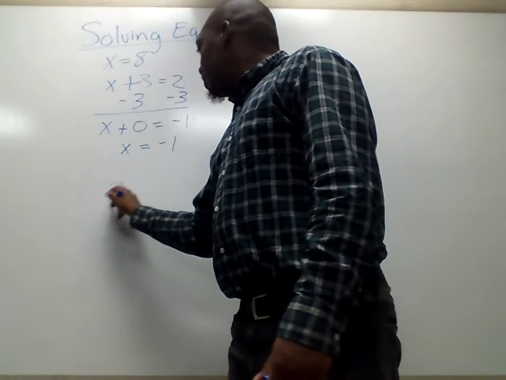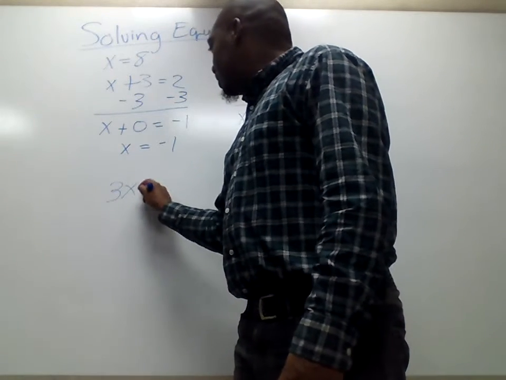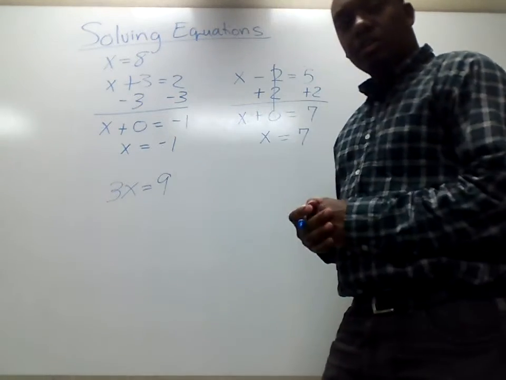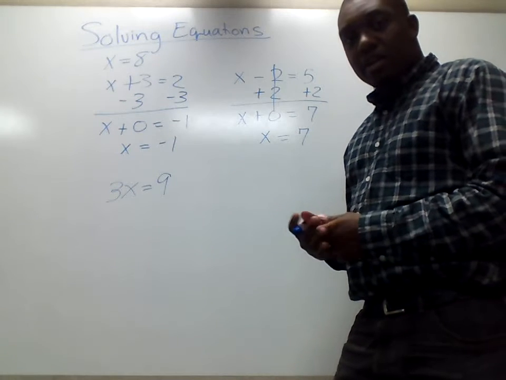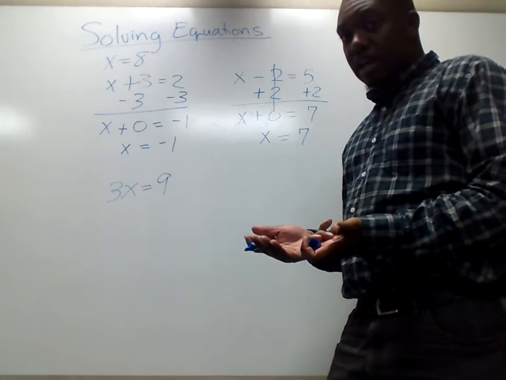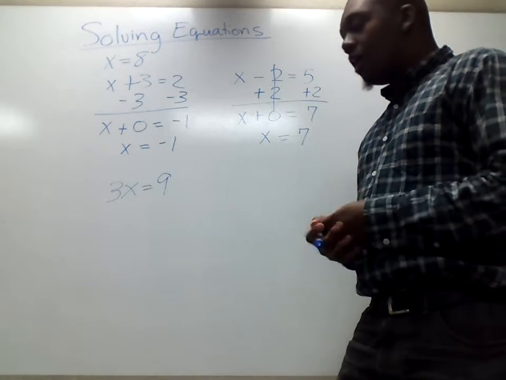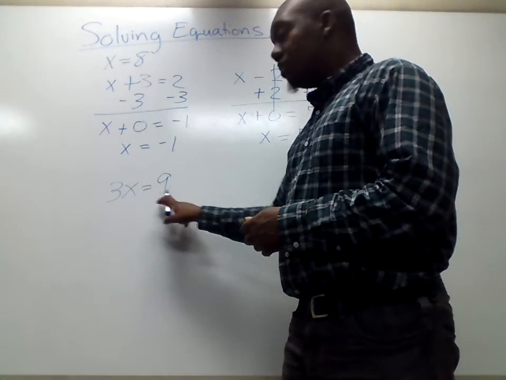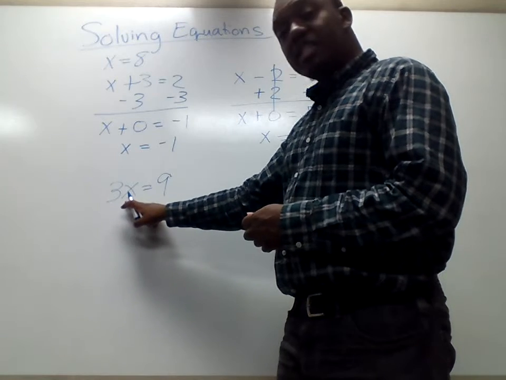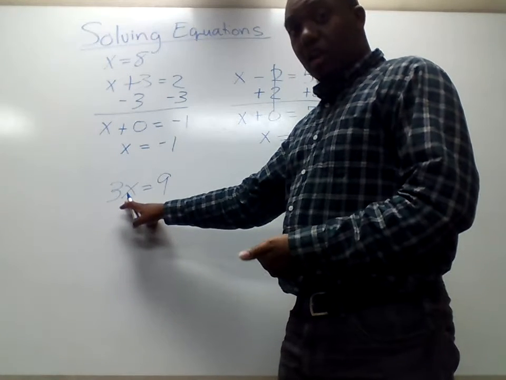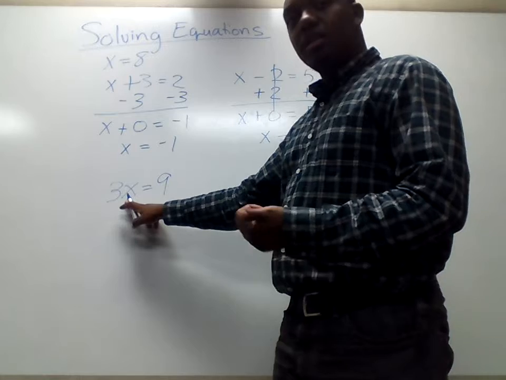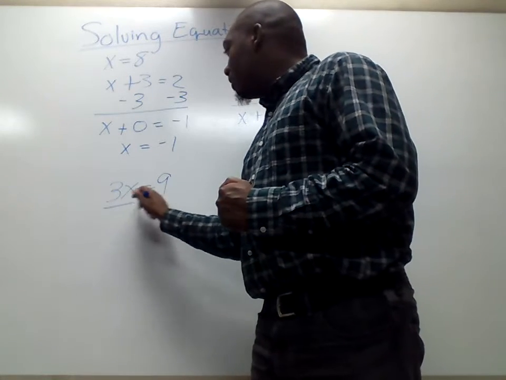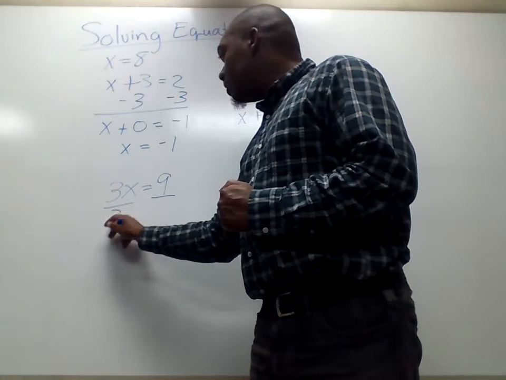So let's say that 3 times x equals 9. Well, what number times 3 will give you 9? Well, the answer is 3. Okay, we'll say you didn't know that. 3 times x equals 9. What operation is happening on x? Multiplication. What's the inverse operation of multiplication? Division. So we're going to divide both sides by 3.